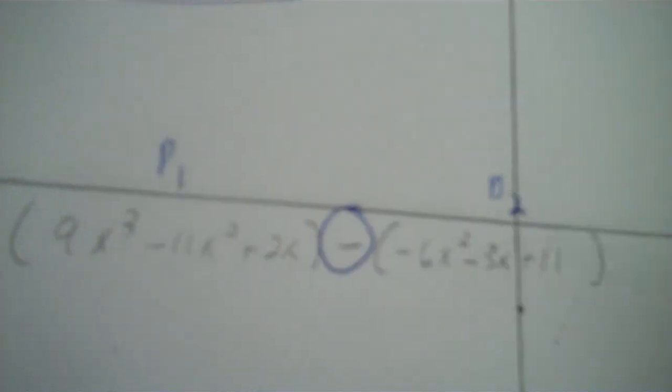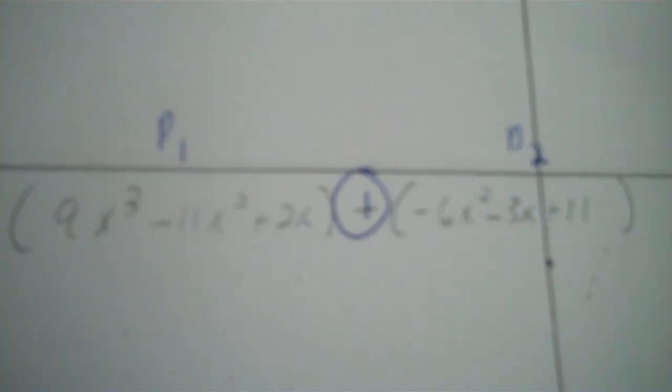Okay, P1, P2. So we have x cubed, x squared, x, and a constant in P1. That's why it's a polynomial. You got three terms multiplied by different things. Then x squared, x, constant. So now you have a subtraction sign. Now you're going to do exactly what you're doing here after you change the subtraction to addition and switch all the terms in P2 to their opposite value. So negative 6x squared is now positive, 3x is now positive, and that 11 is now negative.